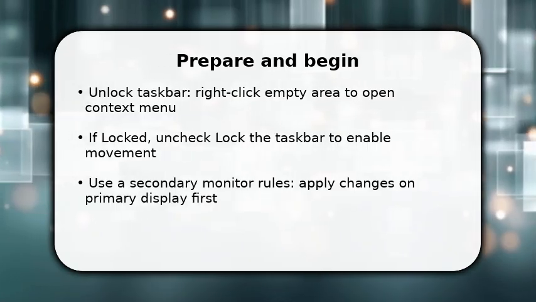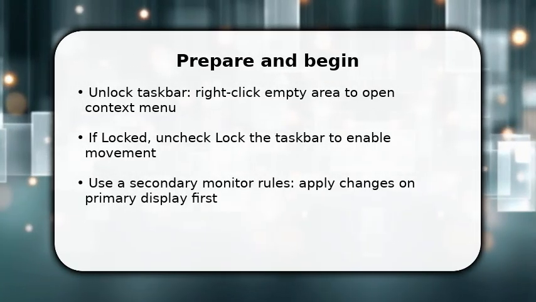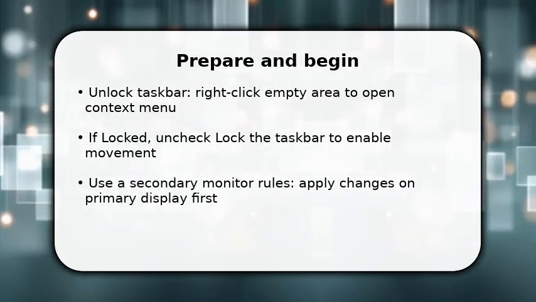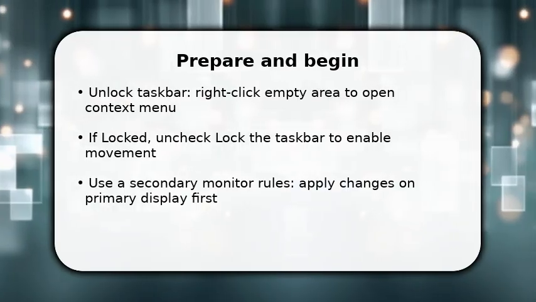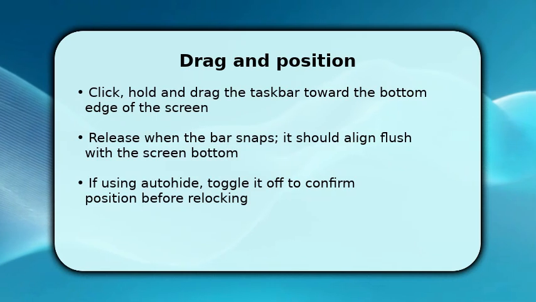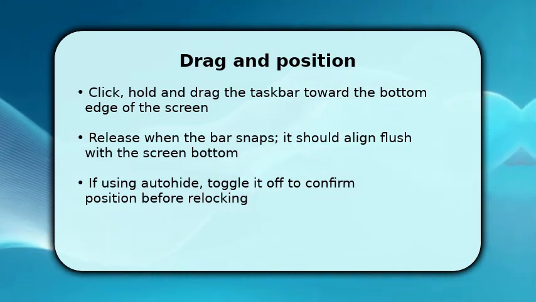and hold. Make sure you're making this change on your primary display if you use multiple monitors, because Windows anchors differently per screen. This prevents unexpected placement shifts later. Next, click and hold the taskbar and drag it down toward the bottom edge. Move steadily so Windows detects your intent. You'll see the bar jump or snap once it reaches the correct edge.